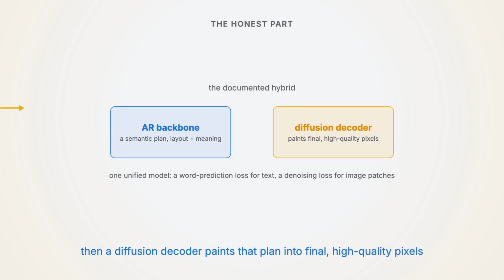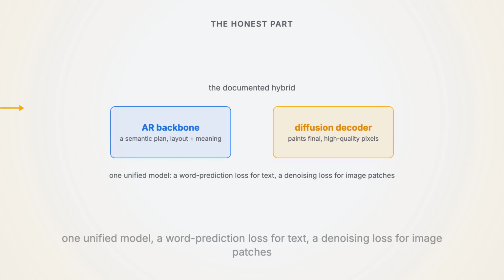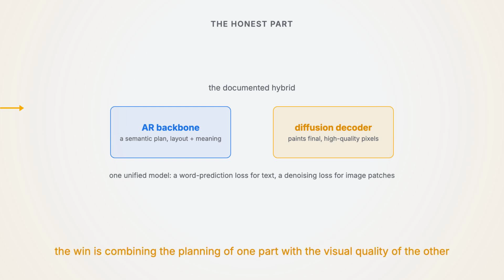The write-ups on that rival system describe exactly this: one unified model trained with a word prediction loss for the text and a denoising loss for the image patches. So the win is not one technique beating the other. It is combining the planning and instruction following of the autoregressive part with the visual quality of the diffusion part.